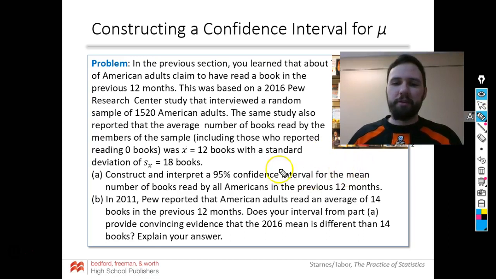So right away I'm going to think it's going to be my mean, which is 12, plus or minus my t times my standard deviation over the square root of 1520. That's it. That's how fast we can do it. Okay. Let's see what they got.